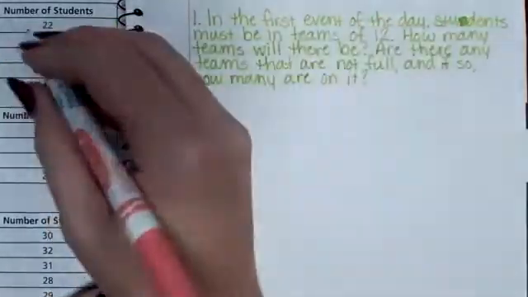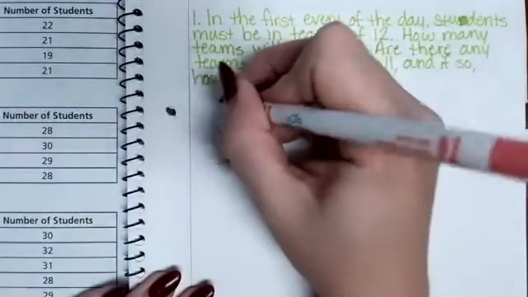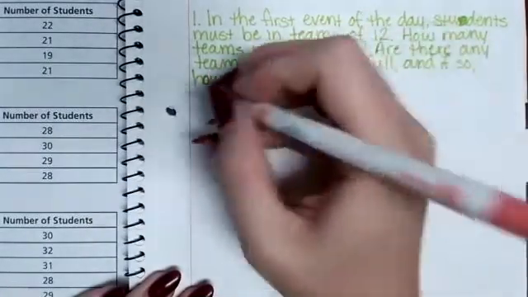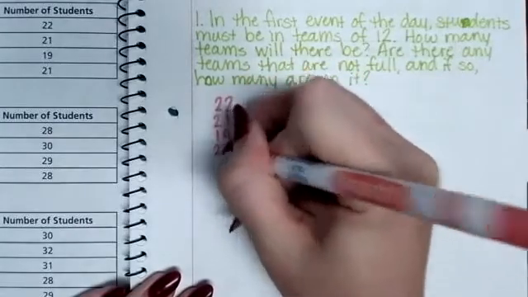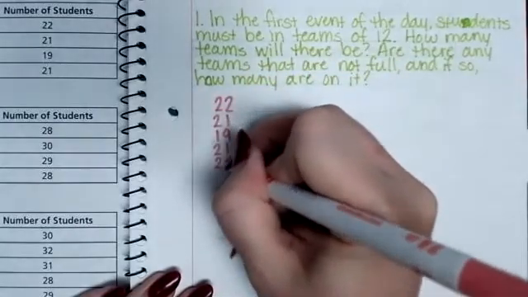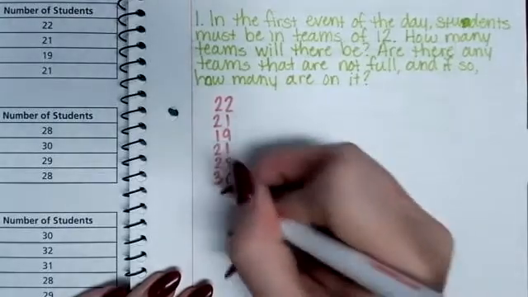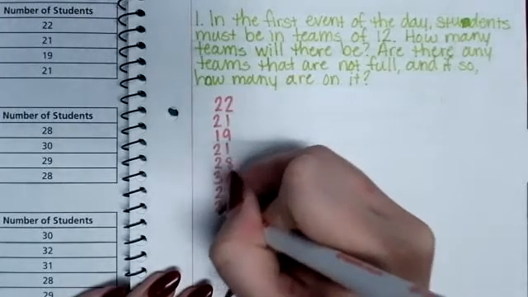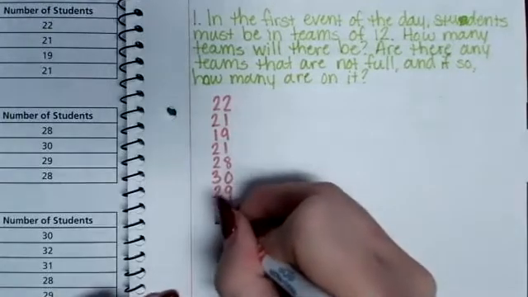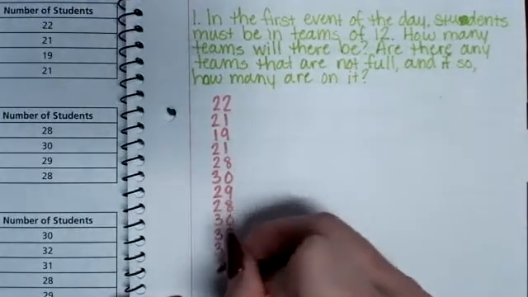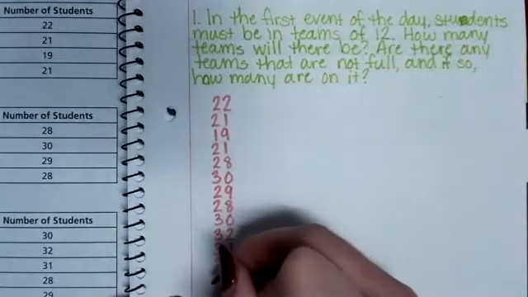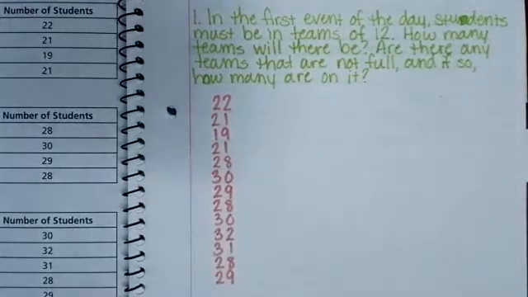All right, so let's see. Starting with 3rd grade, I have 22, 21, 19, 21, 28, 30, 29, 28, 30, 32, 31, 28, and 29.